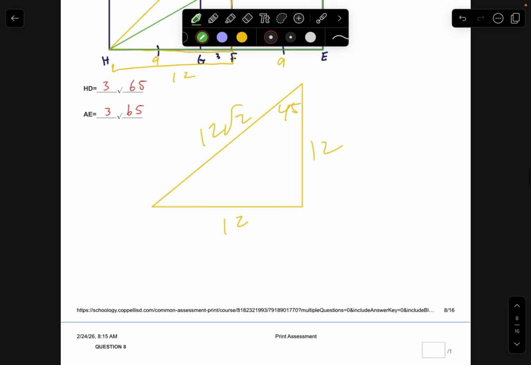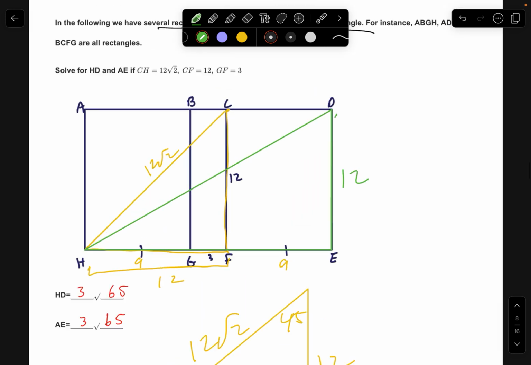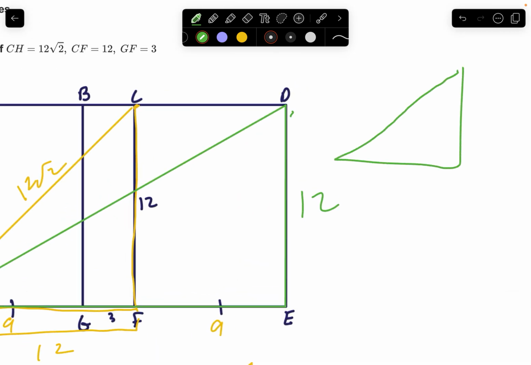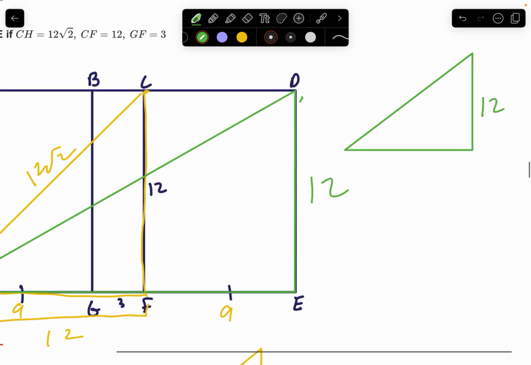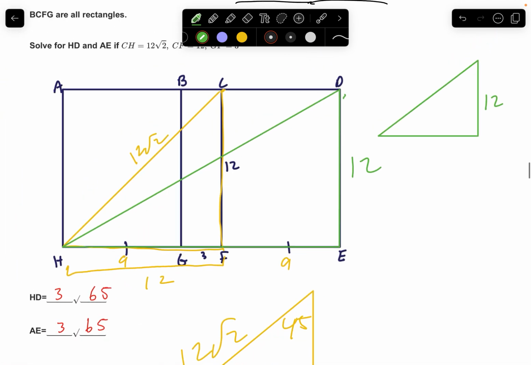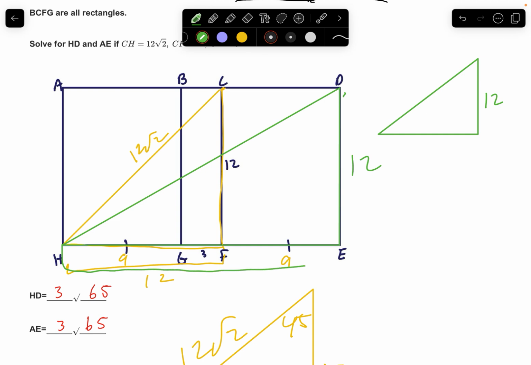So the big green line, where can I draw this out? We'll do it over here. We have a big green triangle where we know this side is 12. And we know this entire bottom. Look at the bottom here. From all the way across, we have 9, 3, and 9. That is going to be 21. And they want that hypotenuse there.